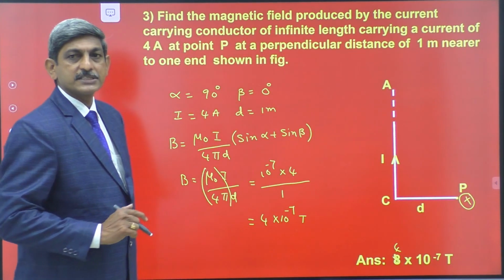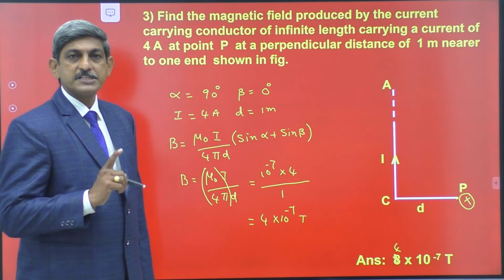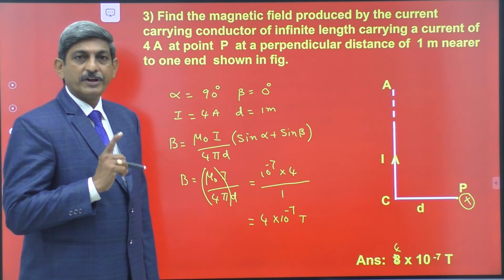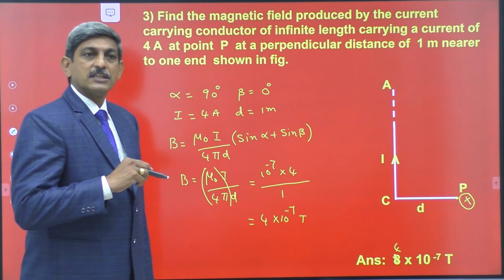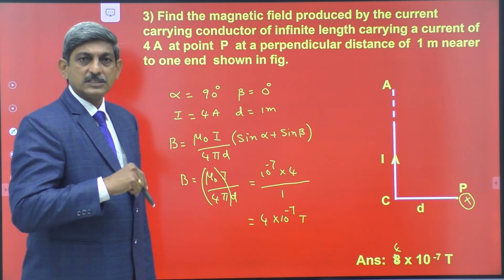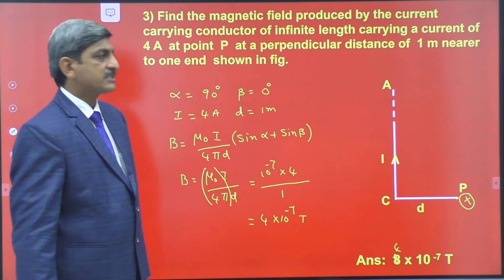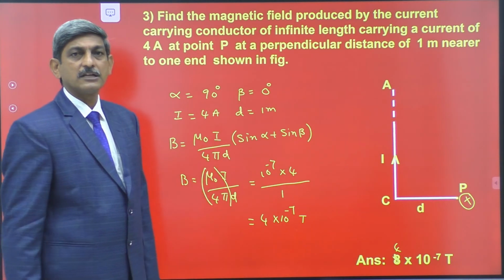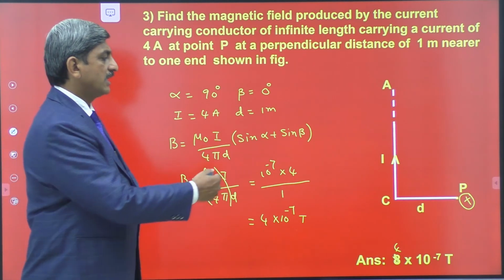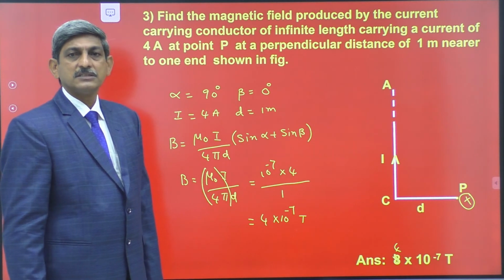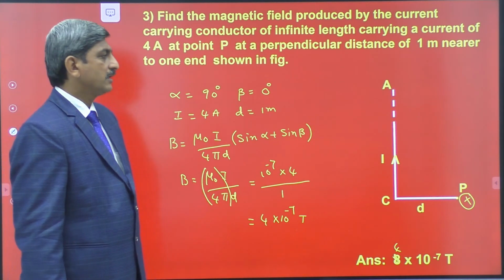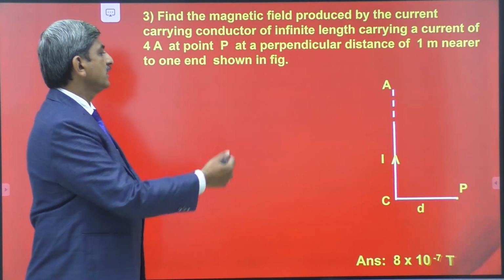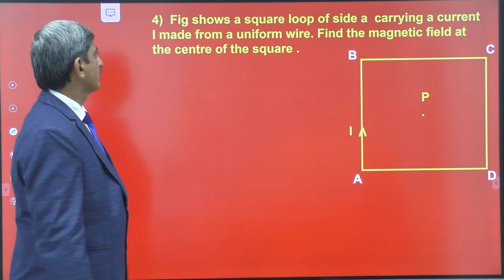So till now we discussed three problems. One is having finite length, one is having infinite length, such that the top end is at infinite distance, the bottom end is also at infinite distance, and here the top end is at infinite distance and the bottom end is nearer to the point P. Okay? Now come to the next problem.